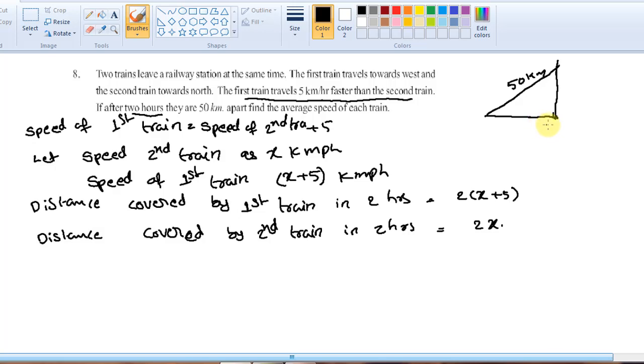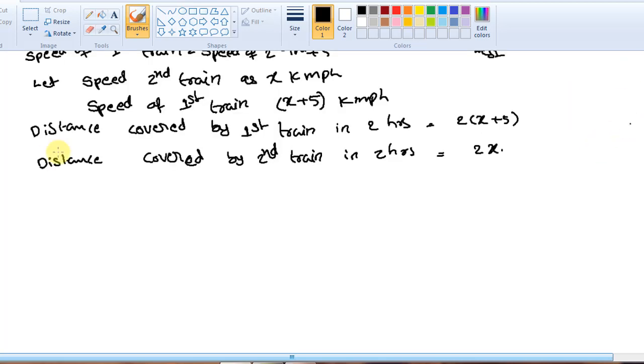That means the first train travels towards the west. This is the north side. So this distance is 2 times of x plus 5. This distance is what? 2x. Then if you observe, this is in the shape of a right angle triangle. So if you apply the Pythagoras theorem, we can write that hypotenuse square, that is, hypotenuse means what? 50 kilometers square is equal to base square.